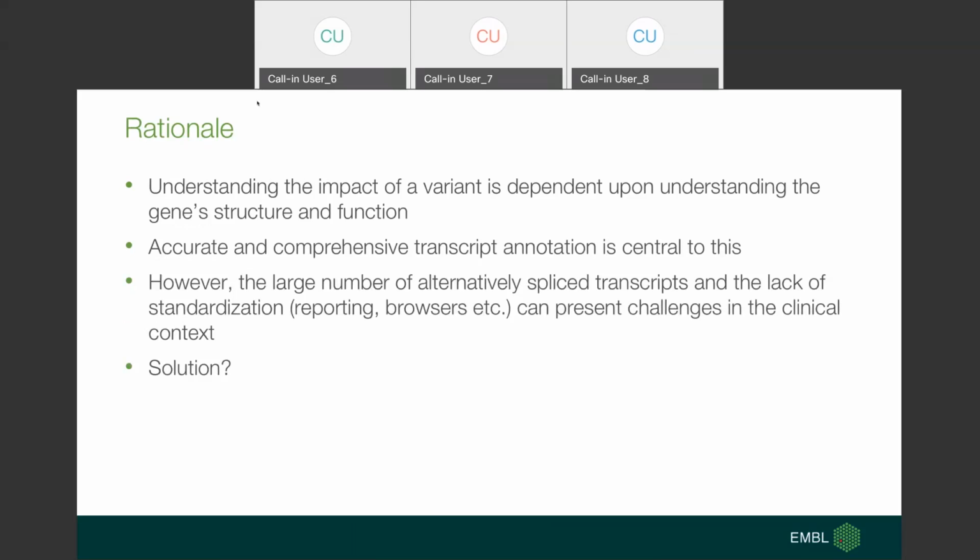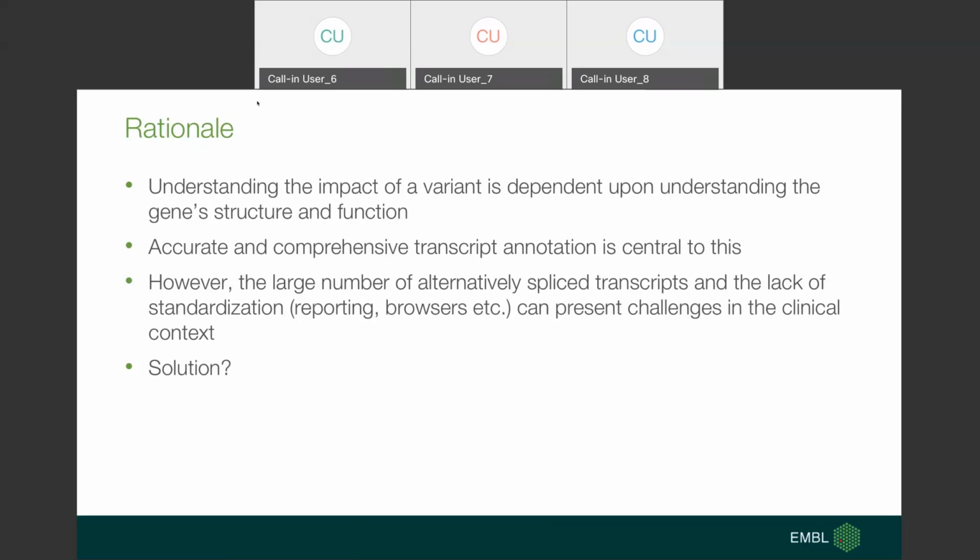But to start us off, I don't think I need to convince this audience that understanding the impact of a variant is dependent upon understanding the gene structure and function. And obviously central to that is the accurate and comprehensive annotation of transcripts. Now, as you probably know, the more accurate and comprehensive the transcript annotation is, the larger the number of transcripts that will be defined at each locus. And that, combined with a lack of standards across the board in terms of reporting and browsers and so forth, can present some challenges, especially in the clinical context.